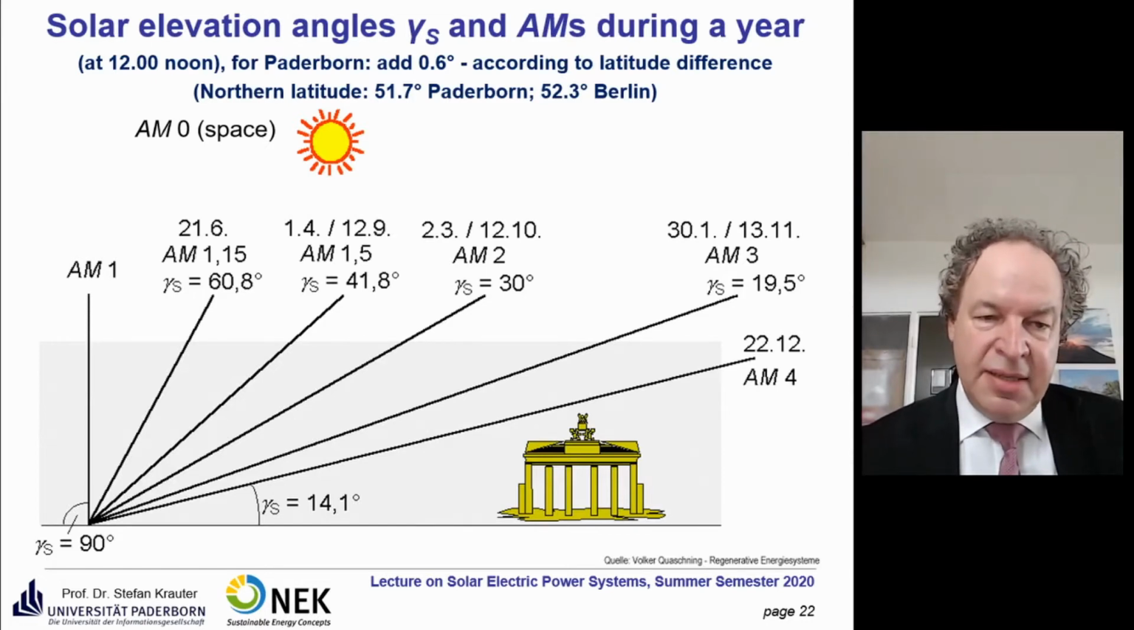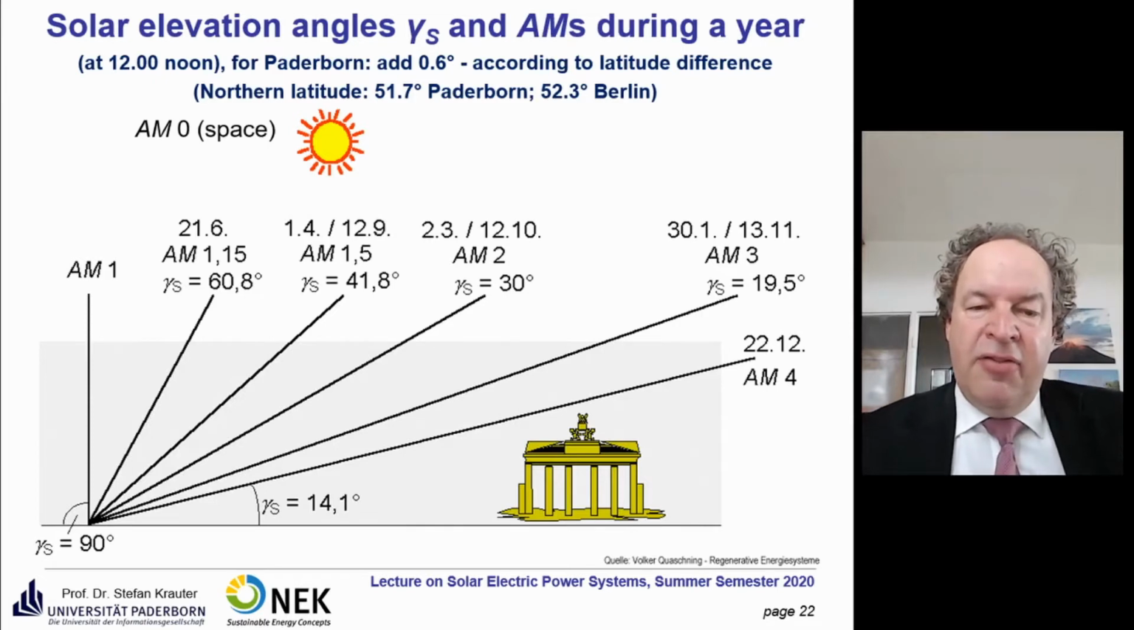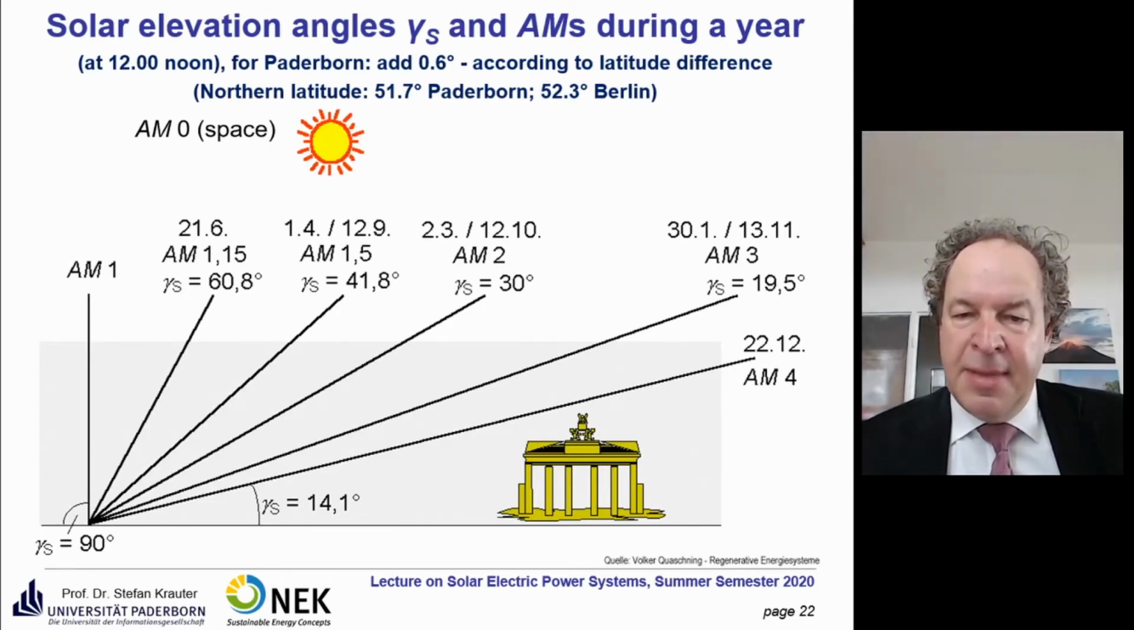We are not in June yet, we are more in April. So here for the 1st of April, we exactly have that number which is very often used for the standard, AM 1.5, at an elevation angle of 41.8 degrees. If we are earlier in spring or later in autumn, we have an elevation angle at midday, for example, on the 2nd of March or 12th of October, of 30 degrees. That's equivalent to AM2. And in winter and late autumn, it can only reach AM3.